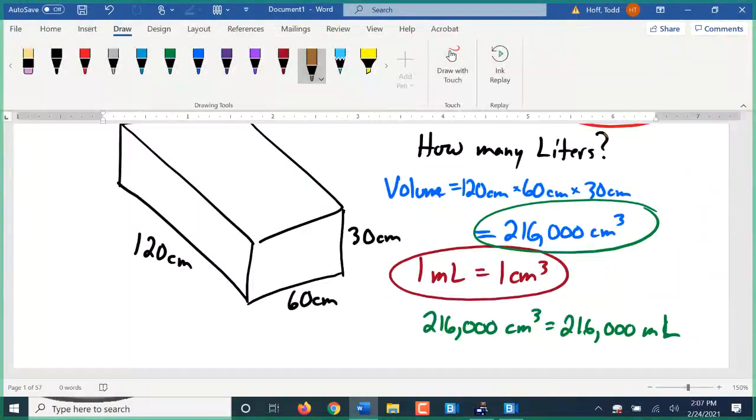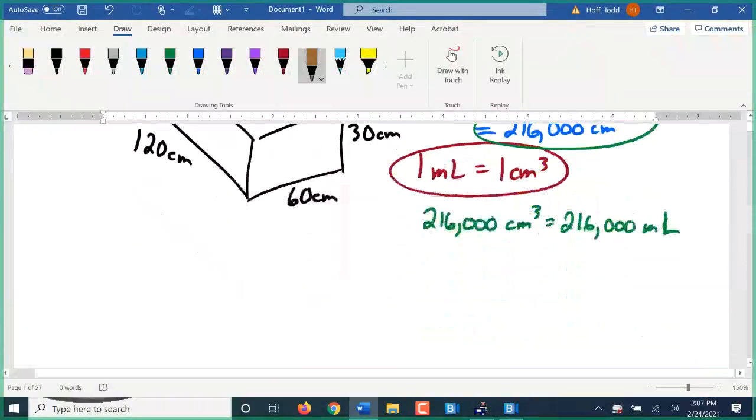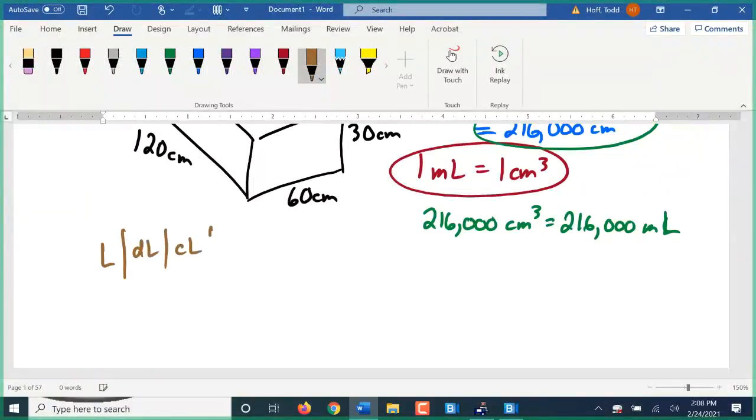Now, we did ask for this in liters, so we do have to do some conversion from milliliters to liters. On the chart, from milliliters to liters, it is 3 spots to the left on the chart. So our decimal point has to move 3 spots to the left. So we go 1, 2, 3, 216 liters.